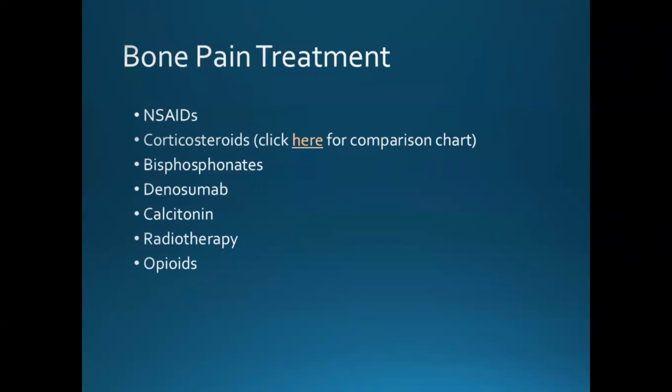Denosumab is a newer one. It's pretty expensive, but I'm seeing that pop up more and more for treatment of cancer bone mets. Okay? Opioids probably still will be needed, but those aren't the main player.